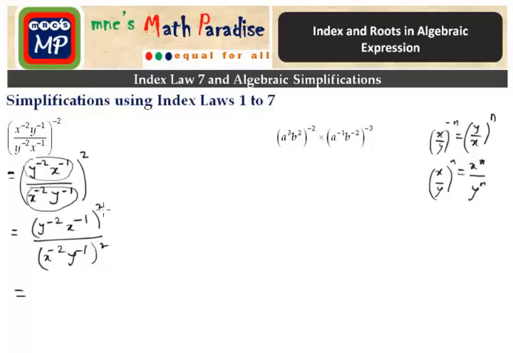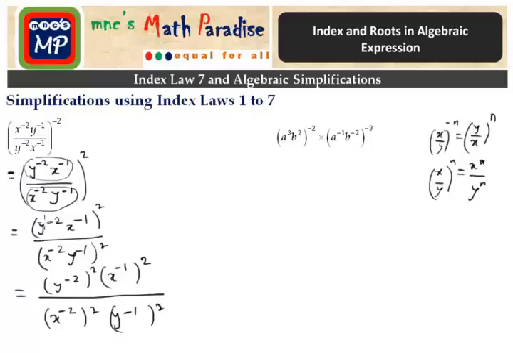Now we will distribute this power 2 on each of these terms. That means y to the power minus 2 to the power 2, x to the power minus 1 to the power 2, division x to the power minus 2 to the power 2, y to the power minus 1 to the power 2. That is, this power 2 is on both y to the power minus 2 and x to the power minus 1, so we distributed this power. Similarly, this power 2 is on x to the power minus 2 and y to the power minus 1.